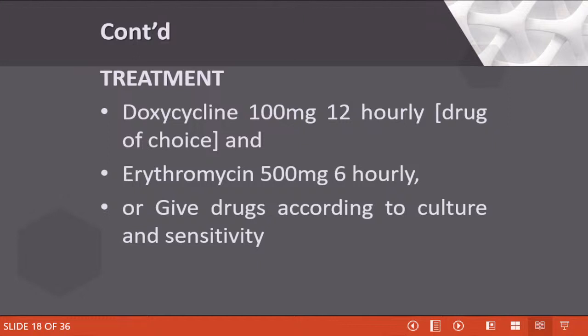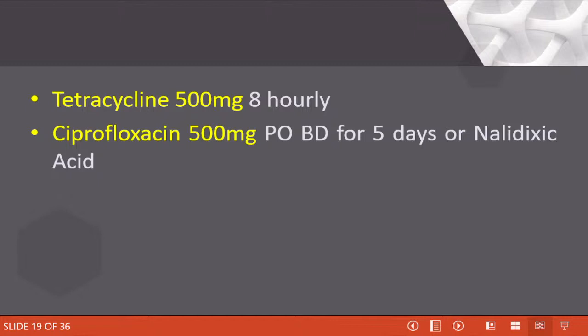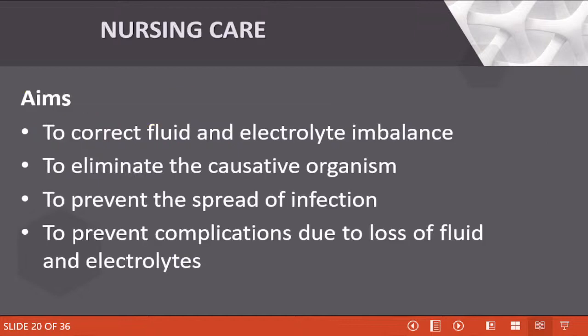Erythromycin 500 milligrams 6 hourly, or we're going to give drugs according to culture and sensitivity. For example, we can give tetracycline 500 milligrams 8 hourly, or ciprofloxacin, which is 500 milligrams per oral twice a day for 5 days, or nalidixic acid. Having done that, ladies and gentlemen, we quickly proceed to the nursing care. Our patient has been resuscitated, we've diagnosed, and we've given the treatment. So what is the nursing care?